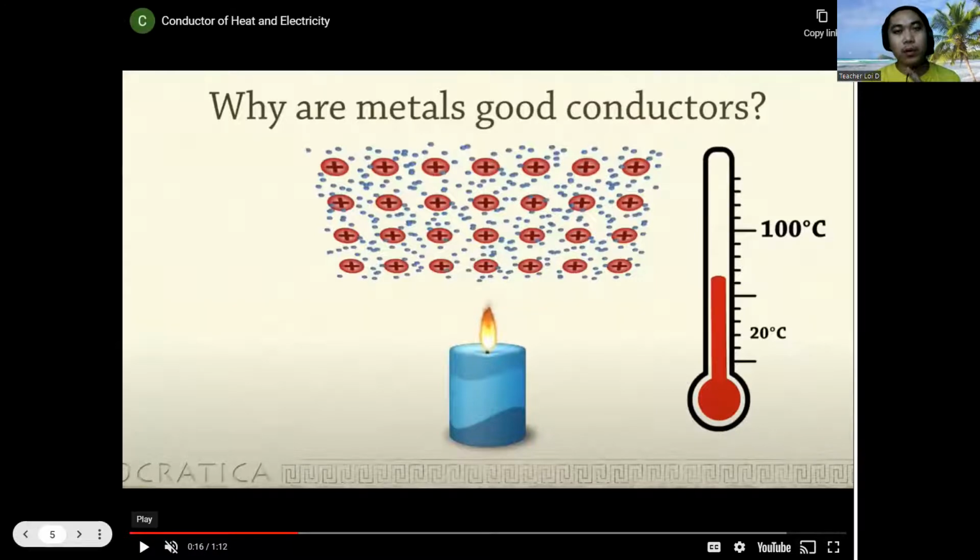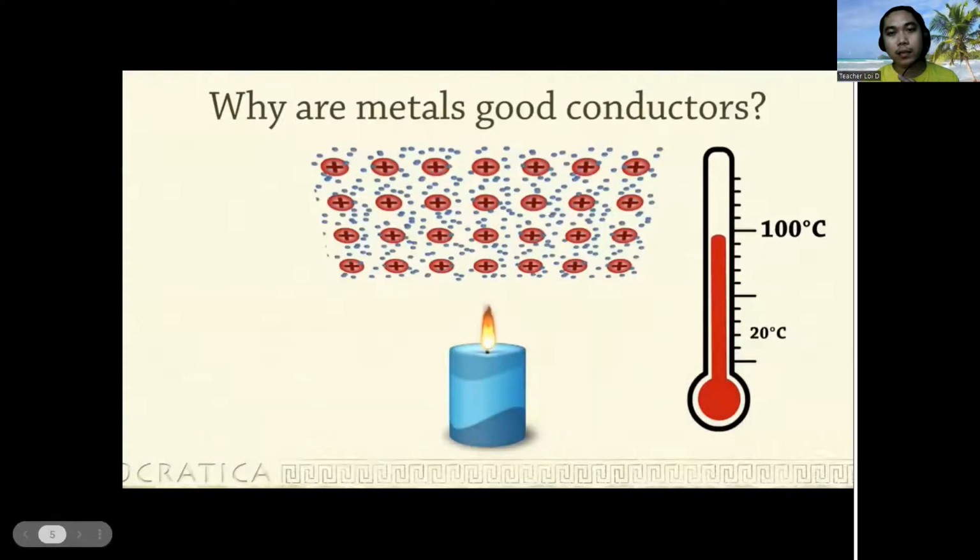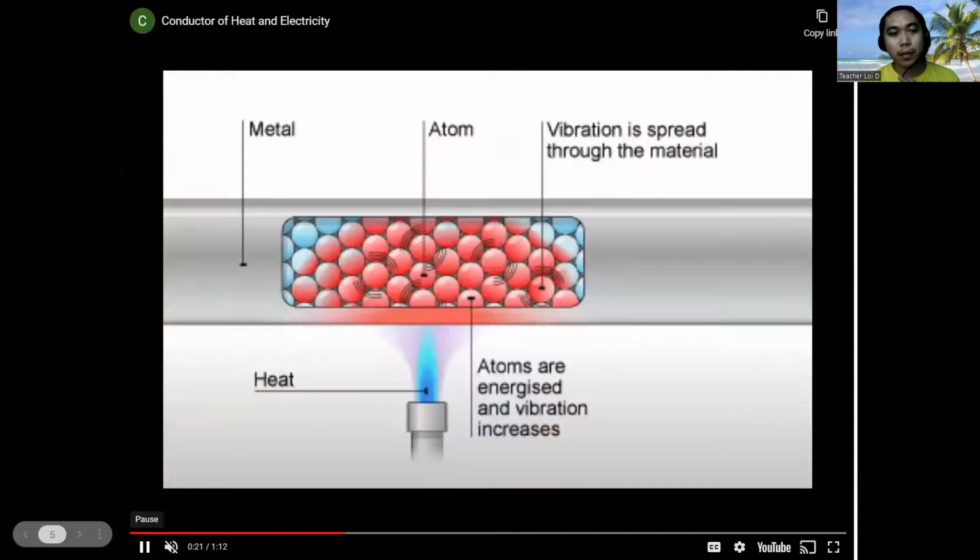Okay, mabilis yung pagtakbo ng electrons. And sa pagsabay ng pagtaas ng temperature. So ito yung heat, ito po yung metal, ito po yung atom, and vibration is spread through the matter. So since kapag na-expose yung object or this metal sa heat, atoms are energized and vibration increases. Dahil sa vibration na ito, gumagalaw yung electrons at nag-i-spread yung heat, okay, throughout the metal.